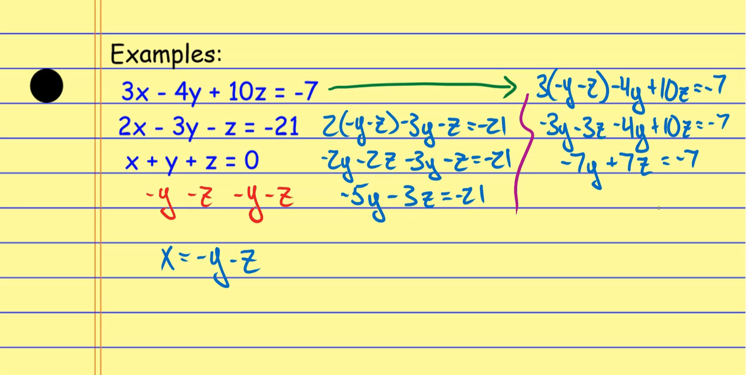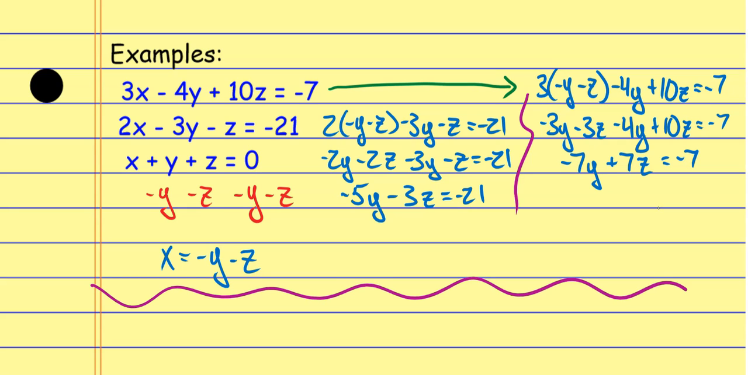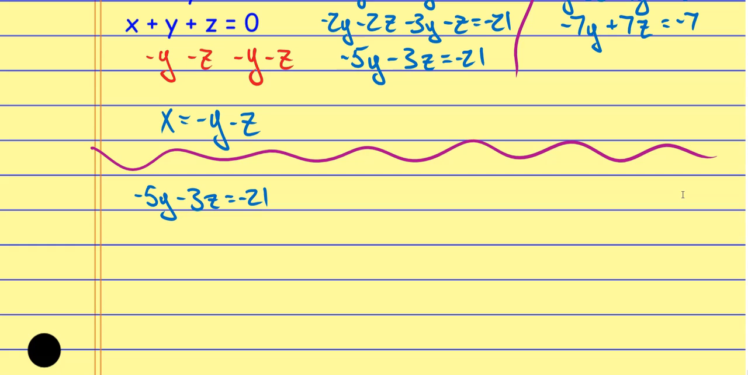See, and if I kind of just hit the reset button here, if I go, hey, let's take a time out. Let me write down the 2 equations that we just came up with. The first one was a negative 5y minus 3z equals a negative 21. And the second equation that I came up with here is a negative 7y plus 7z equals a negative 7.